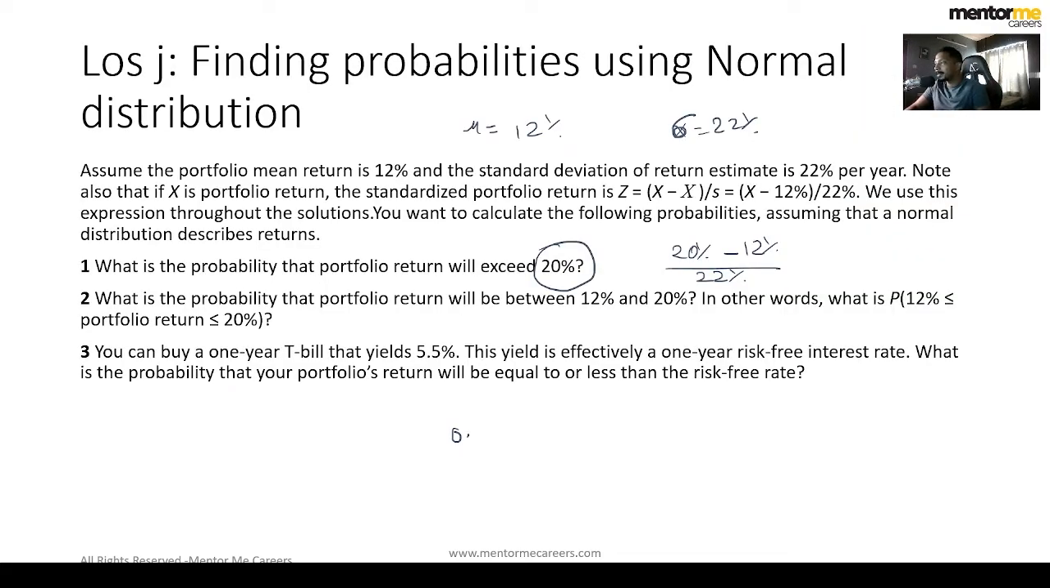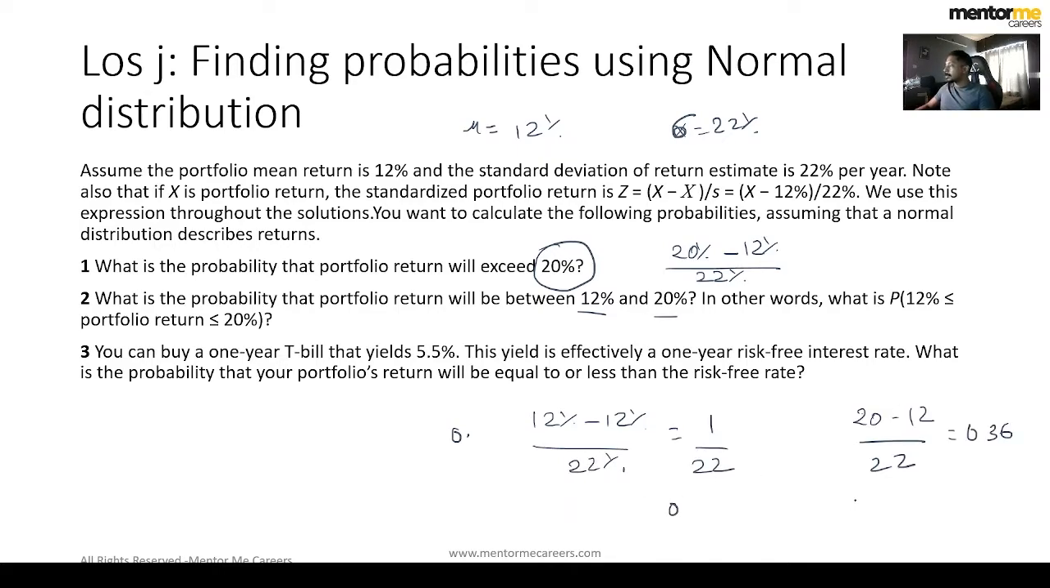What is the probability that return will be between 12 and 20%? Again, you've got two z values to calculate. Very simple again. All you need to do is 12 minus 12, which is the mean, divided by the standard deviation of 22. So this is almost equivalent to 0, and this is 0.36.